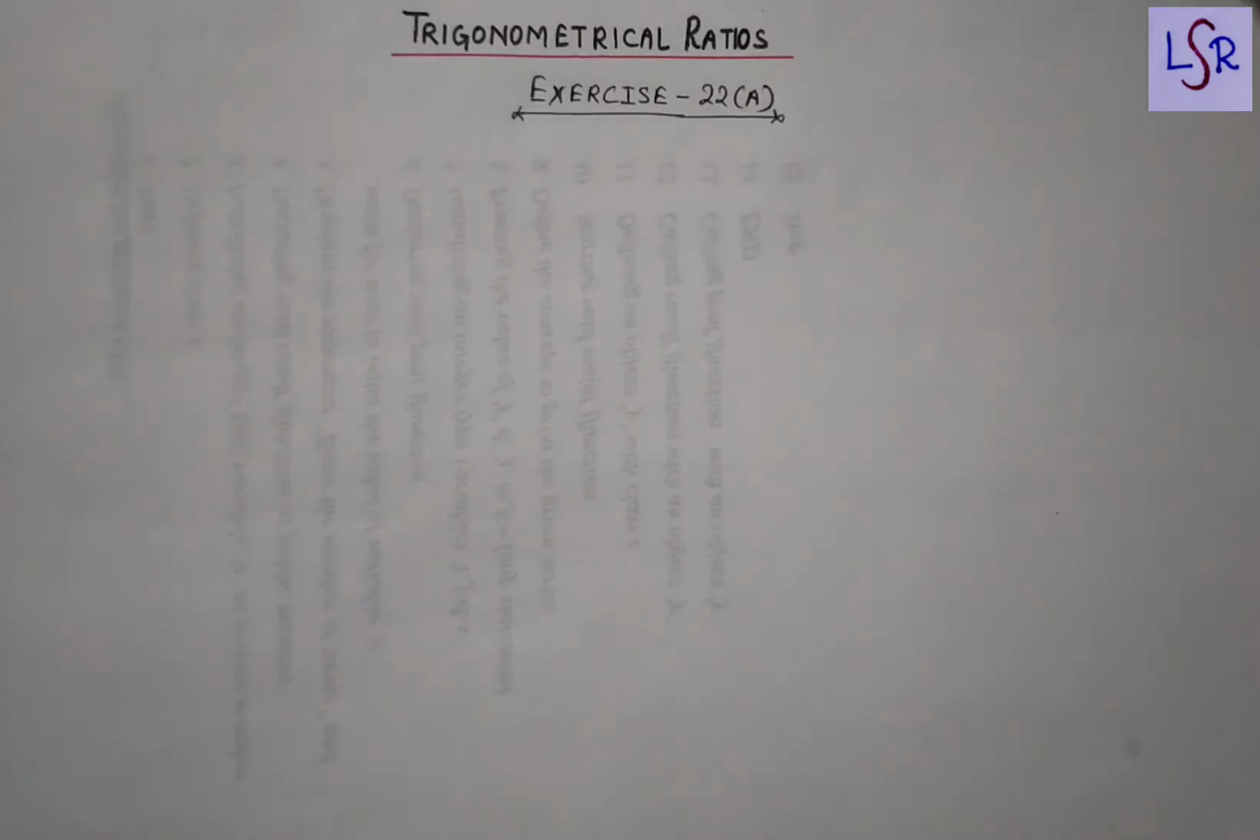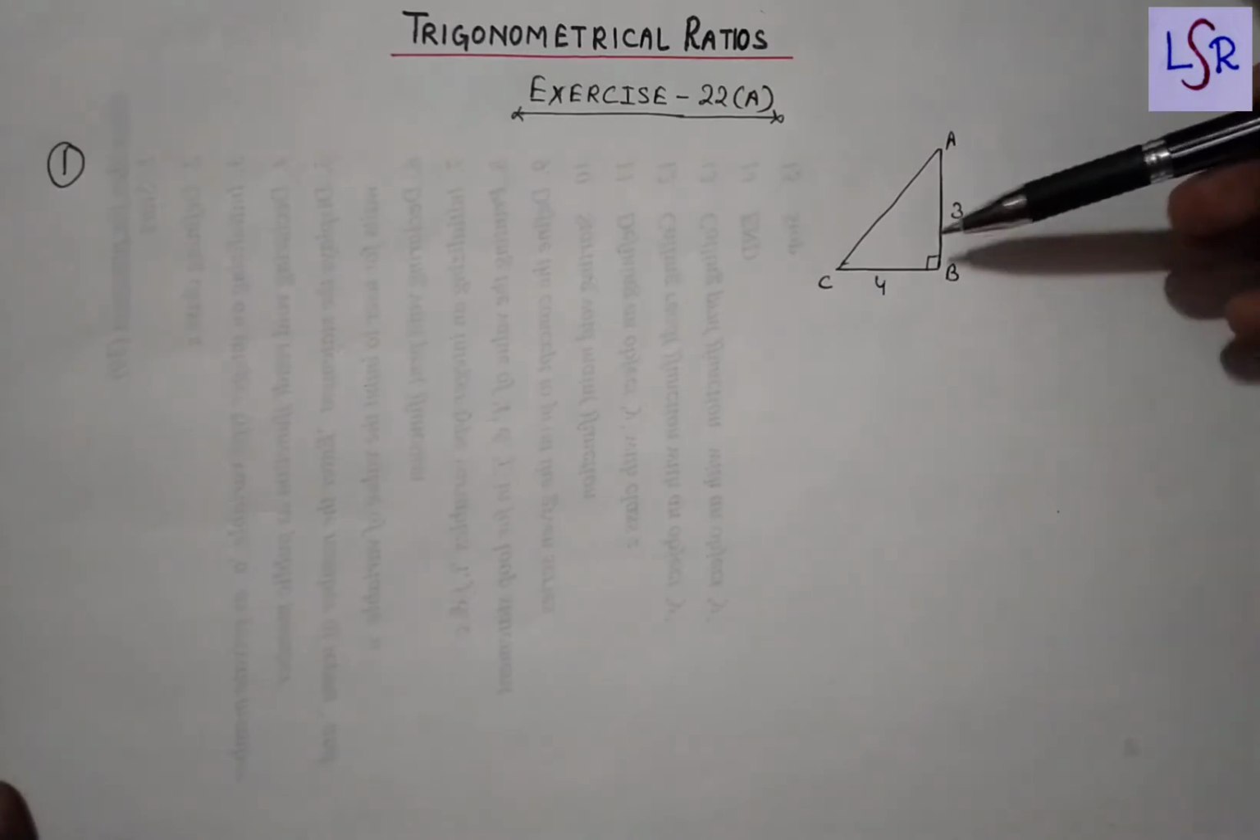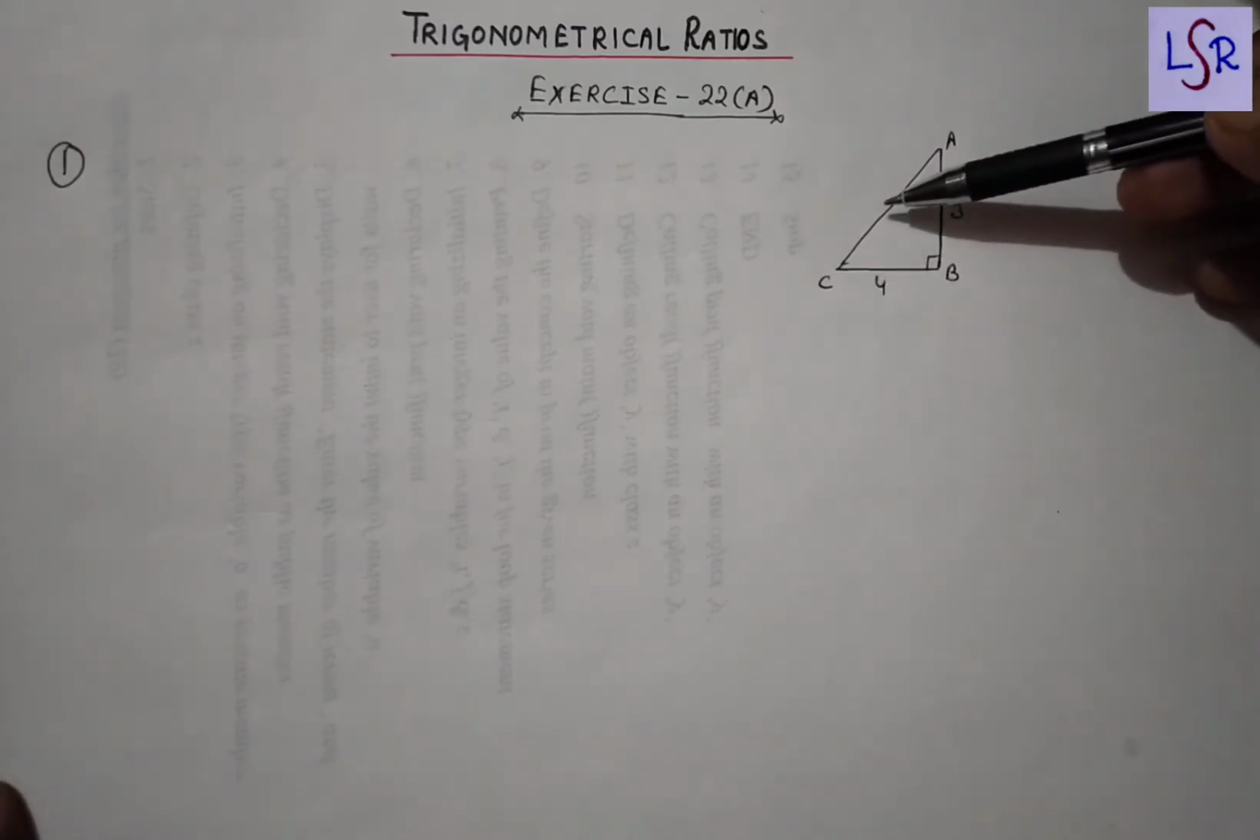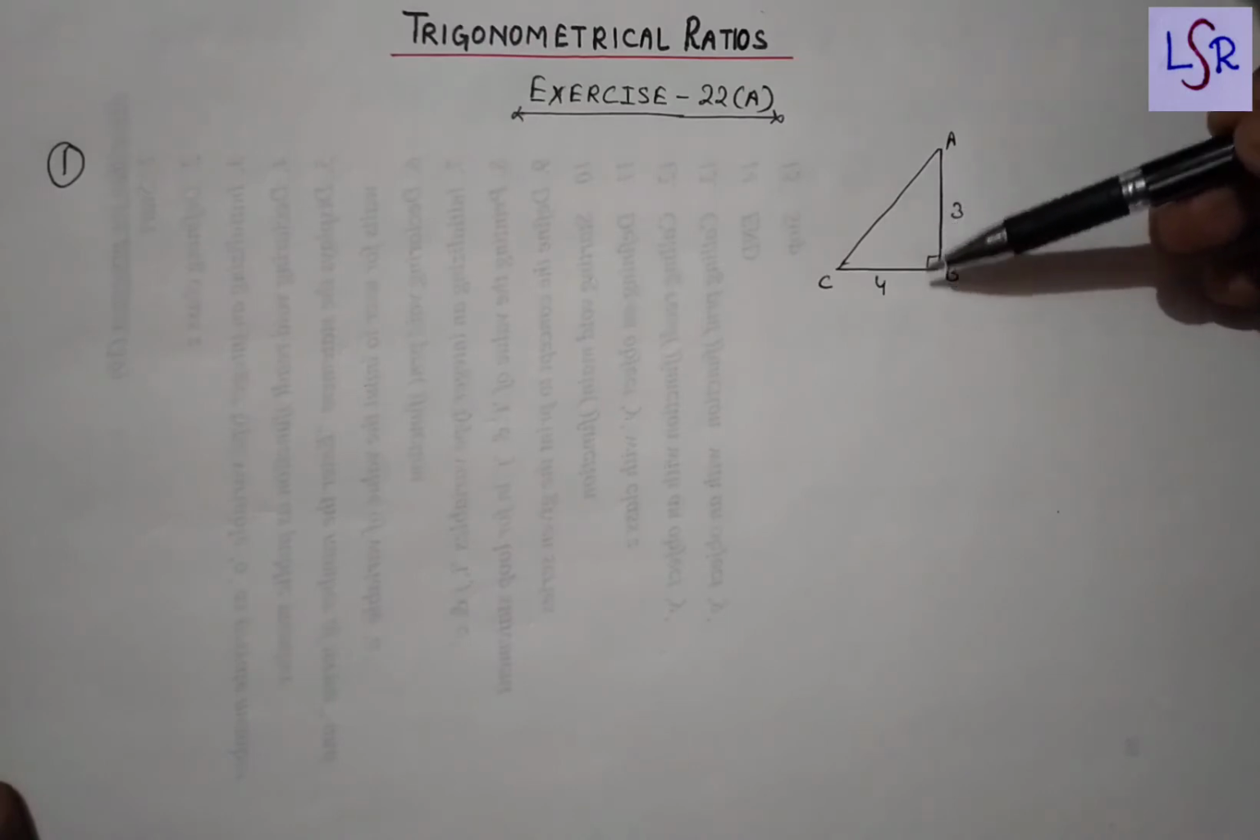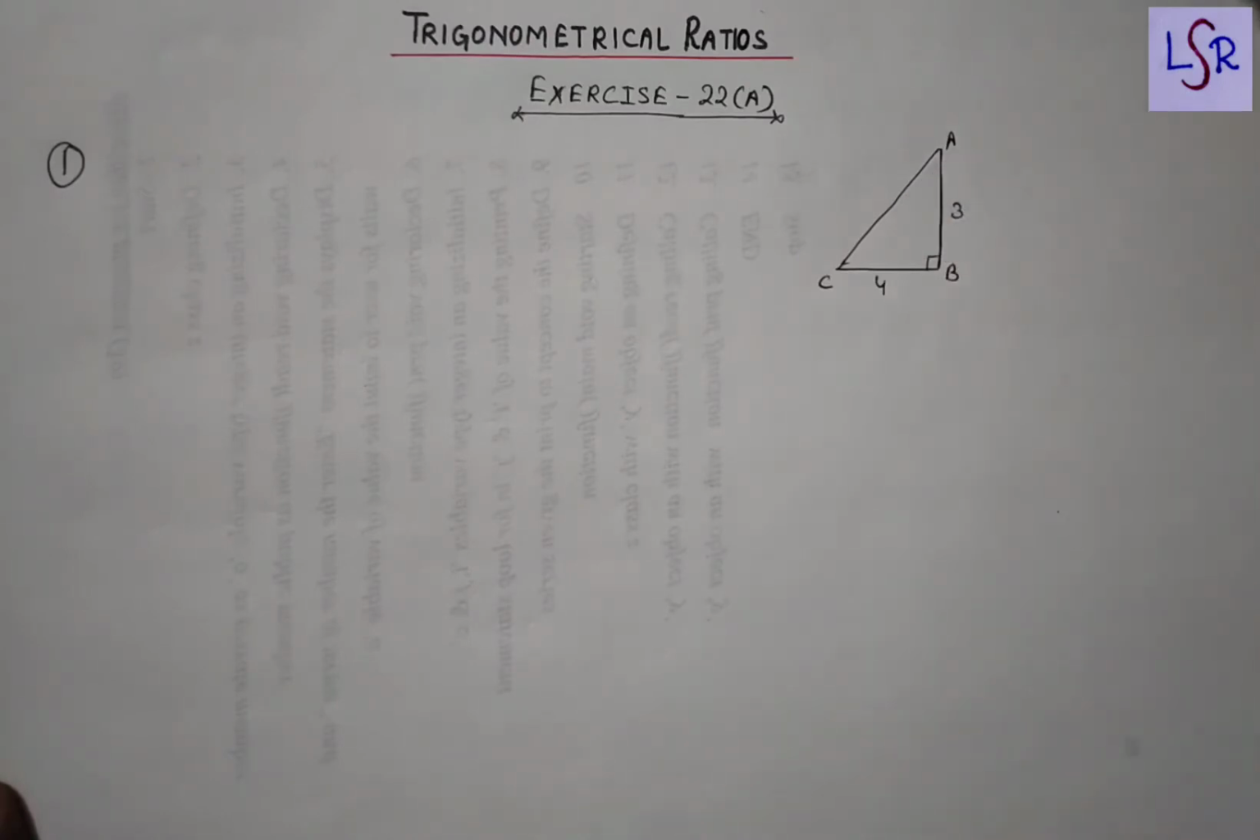We start with exercise 22A of the chapter Trigonometrical Ratios. Here we go for the first question, and we have been given a right angle triangle with two of the sides. First of all, we have to find the third side, and we will use Pythagoras theorem to find the third side.